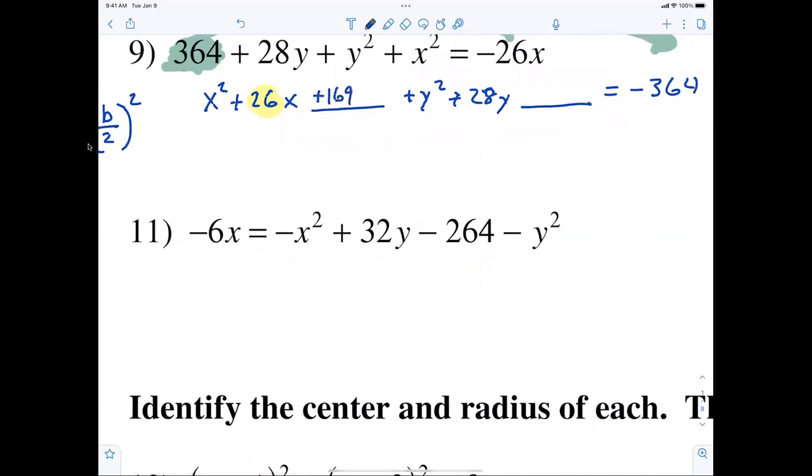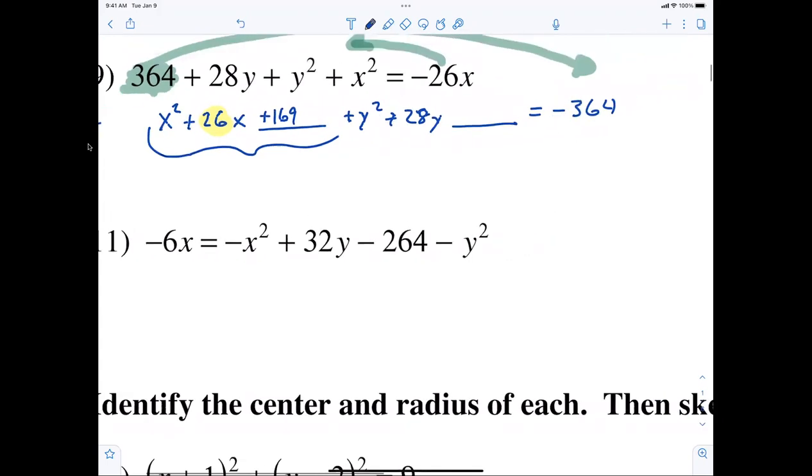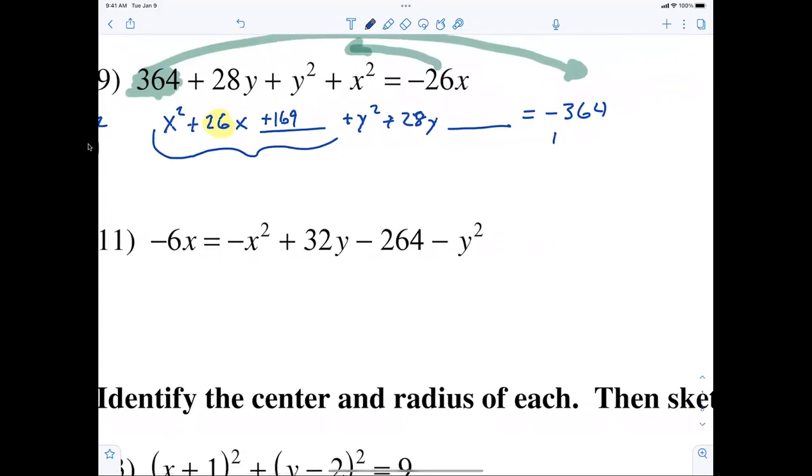169. Now, the reason why you're adding 169 is because that makes this a perfect square. So if I add 169 on the left, I must do what? Add it to the right. Now I'm going to complete the square over here. So what am I adding?